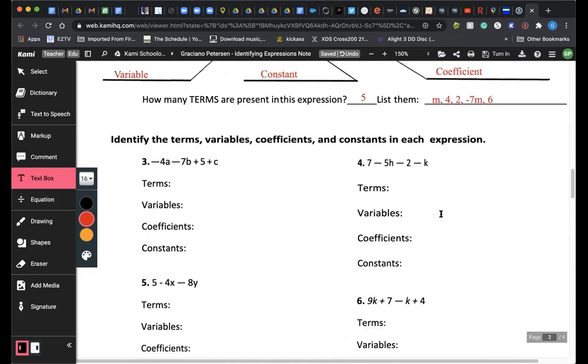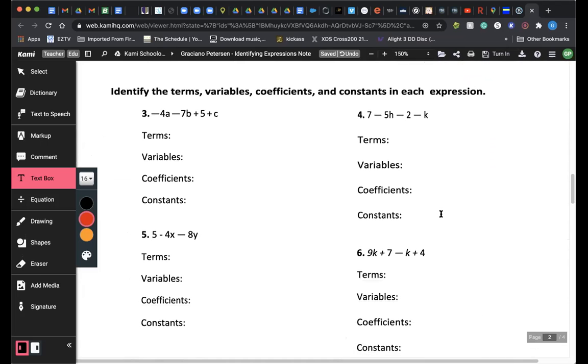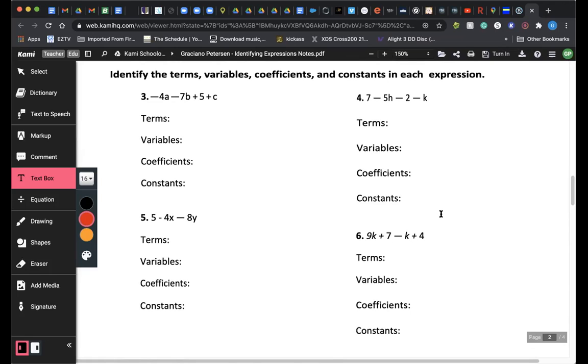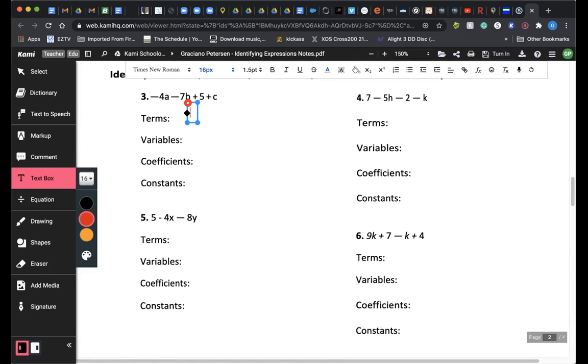All right, so we're going to move on to this next section where we're doing the same thing, but just identifying them in a different order. We're going to identify the terms, the variables, the coefficients, and the constants in each expression. Notice how much time Mr. G is spending on this. This is very important. You have to get this concept down in order to move on to the other parts. So you really need to be able to identify a term, a variable, a coefficient, and a constant. All right, so for number 3, we have -4a minus 7b plus 5 plus c. How many terms do we have?